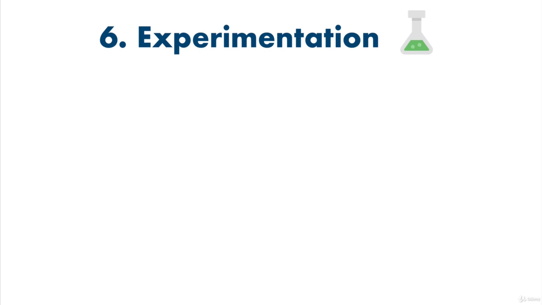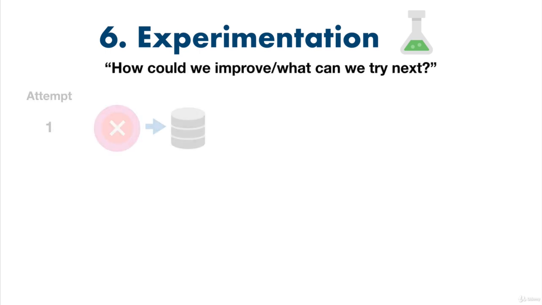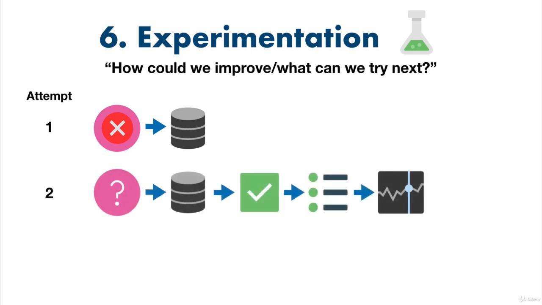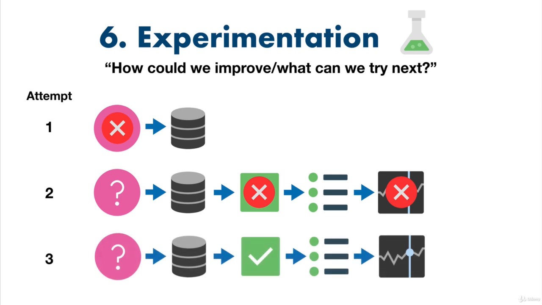Step 6 is experimentation. All of the steps we've just been through happen in a cycle. You might start out with one problem definition and find your data isn't suited to it. Then you might build a model and find it doesn't work as well as you outlined in your evaluation metric. So you build another one and you find out this one actually works pretty good.